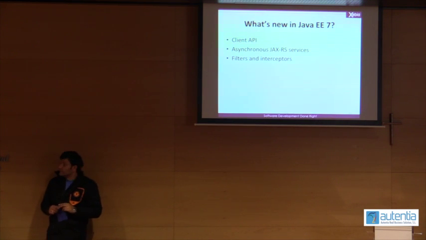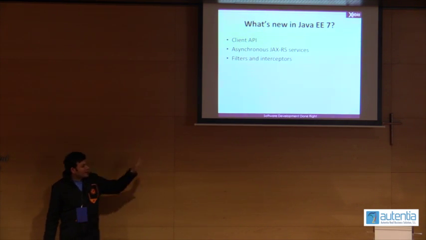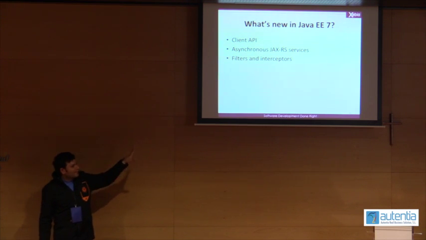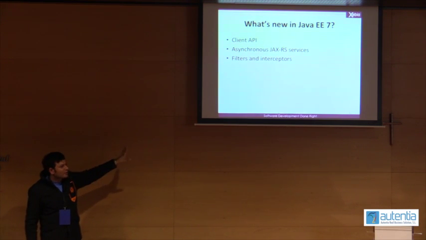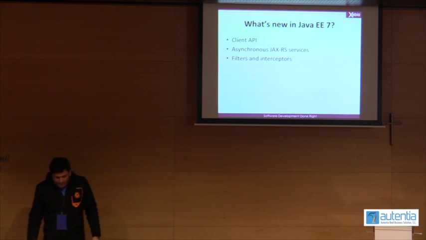What is new in Java EE 7? Java EE 7 added three more things to it. First of all, there was no client API. So if I had to write a client for my web service, earlier there was no way to do that. Now we have a standard REST client API to work with it.